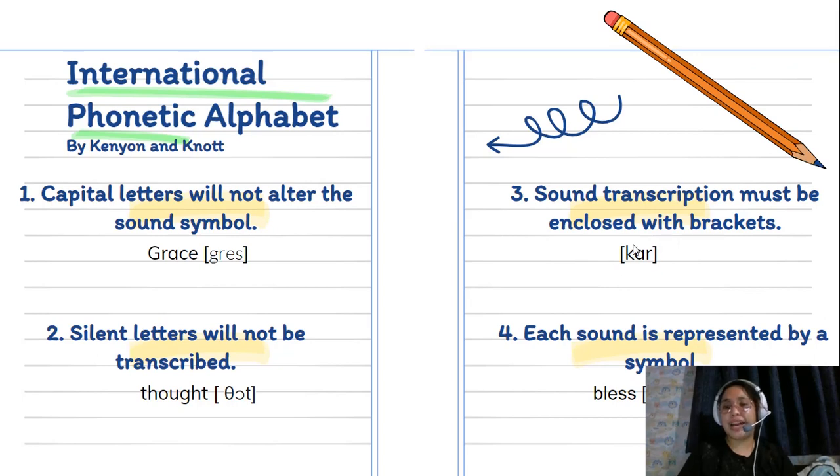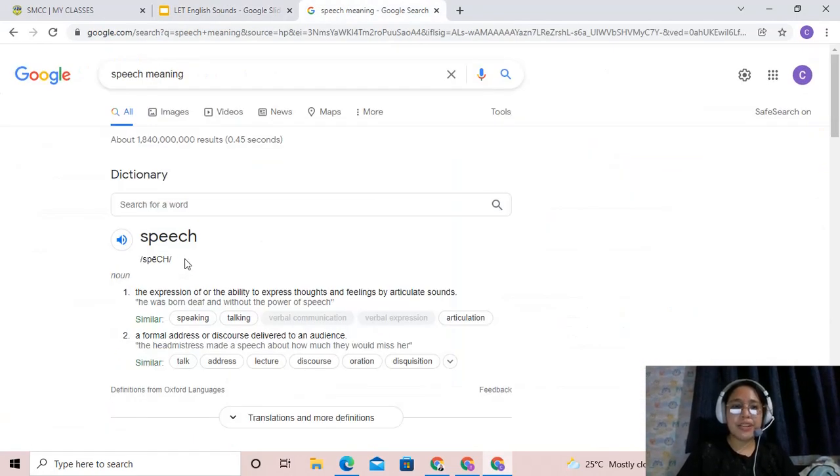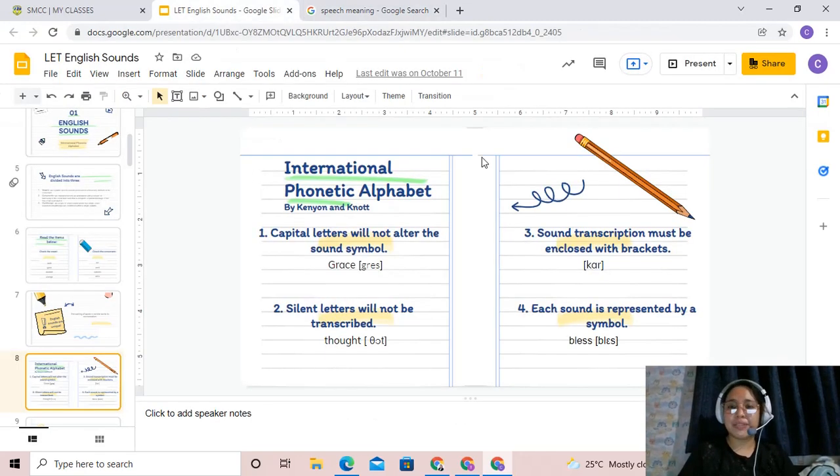Third, sound transcription must be enclosed with brackets. So if you observe, you have brackets on the side. If you do not put brackets, it means that you are writing a word and not a transcription. In Google, for example, I'll just show you here, they're using forward slash. It's okay. You can use forward slash also to mark that this is an IPA, and it's not a word, literally. All right, let's get back.